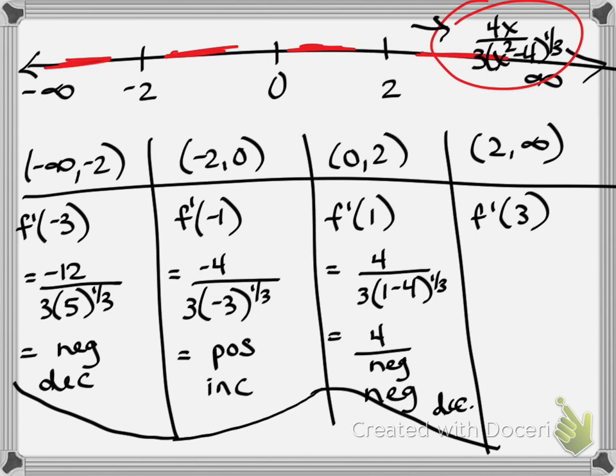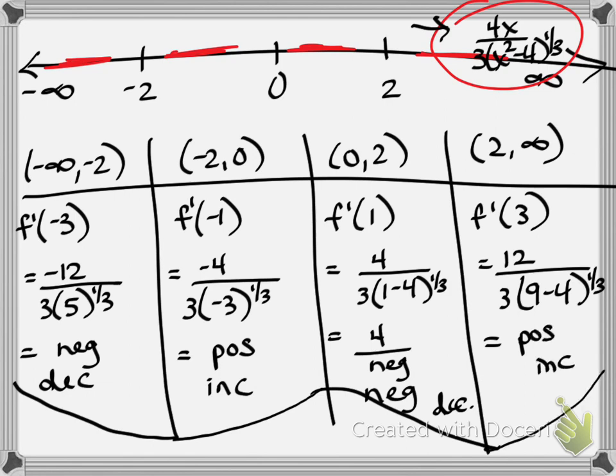And last, positive over positive is going to be a positive, so that's increasing, and so it's going up. Don't just think because it's decreasing, the next one will be increasing, because it could do decrease, decrease, then increase, and it could decrease the whole way. So you do have to check them.